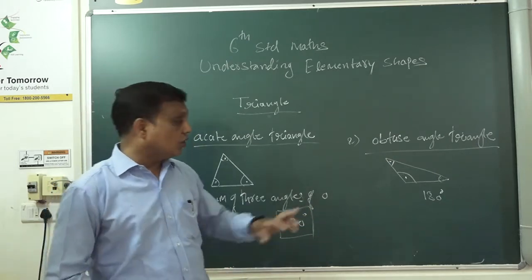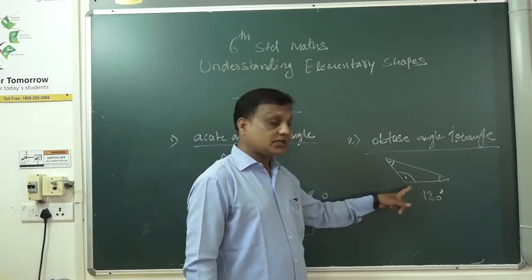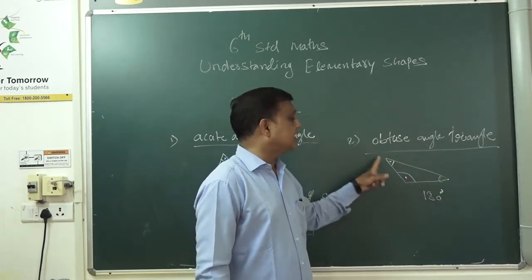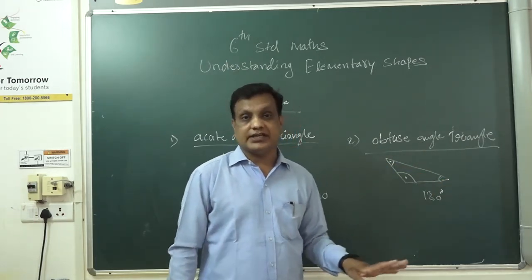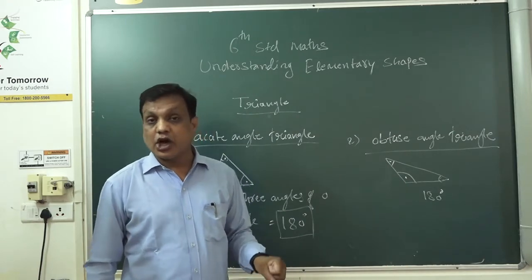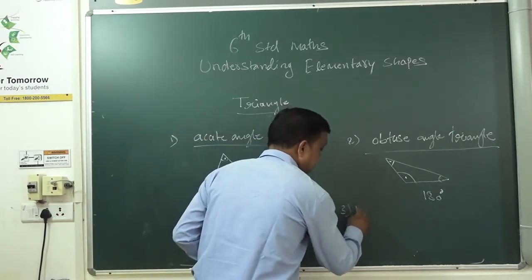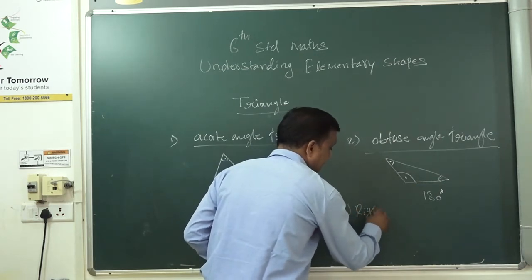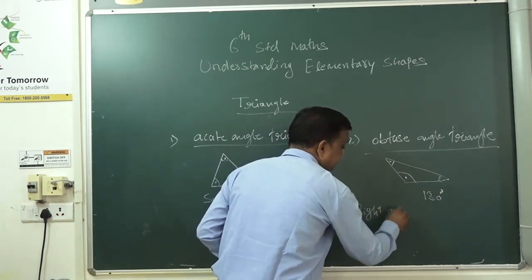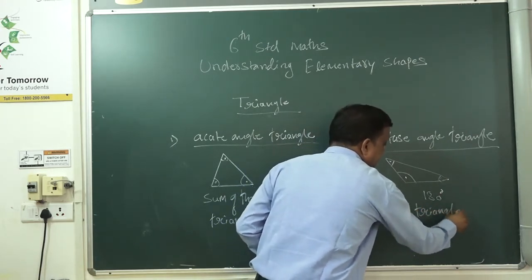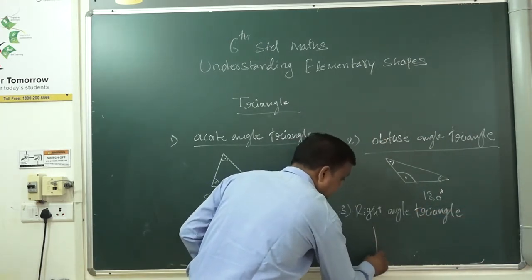180 degrees. So out of these 3 angles, one angle is an obtuse angle. So that type of triangle is called an obtuse angle triangle. Now next we are seeing the right angle triangle, in which one angle is 90 degrees.